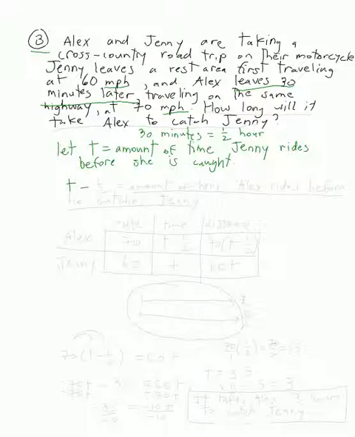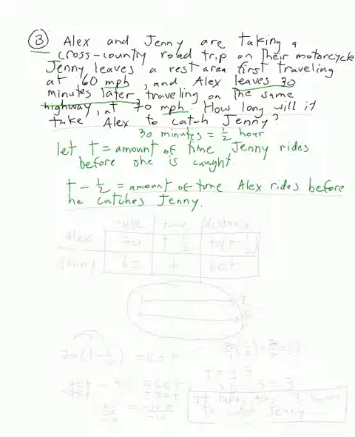So, back to the problem. If Jenny goes t hours before she's caught, and that means Alex goes t minus 1/2. That's the amount of time Alex rides before he catches Jenny. Okay, so there are the two unknowns in the problem.